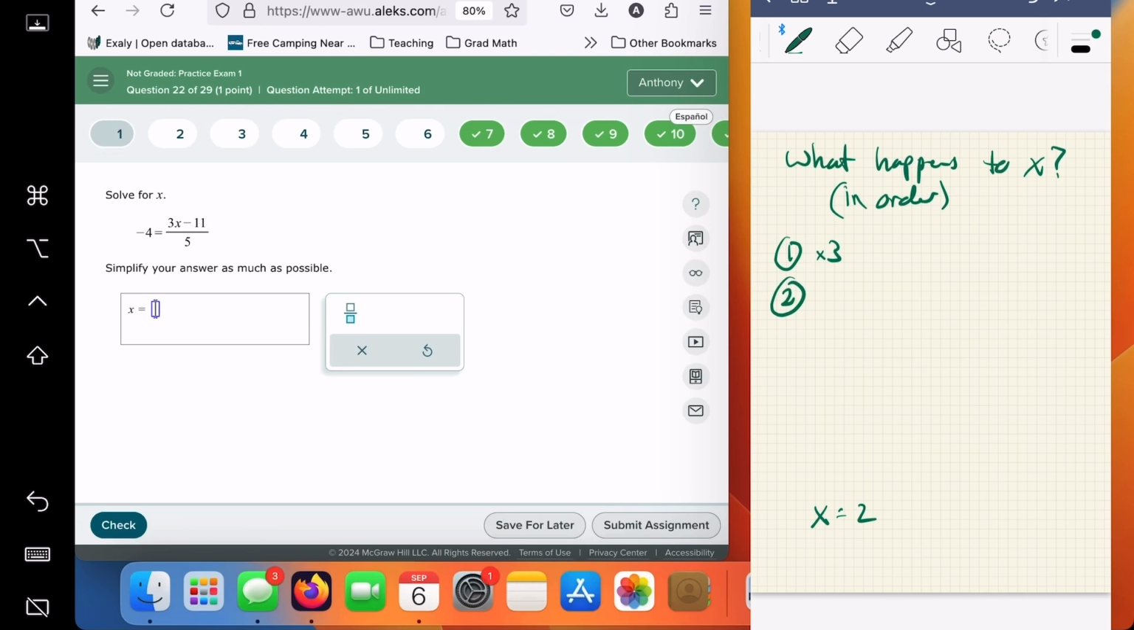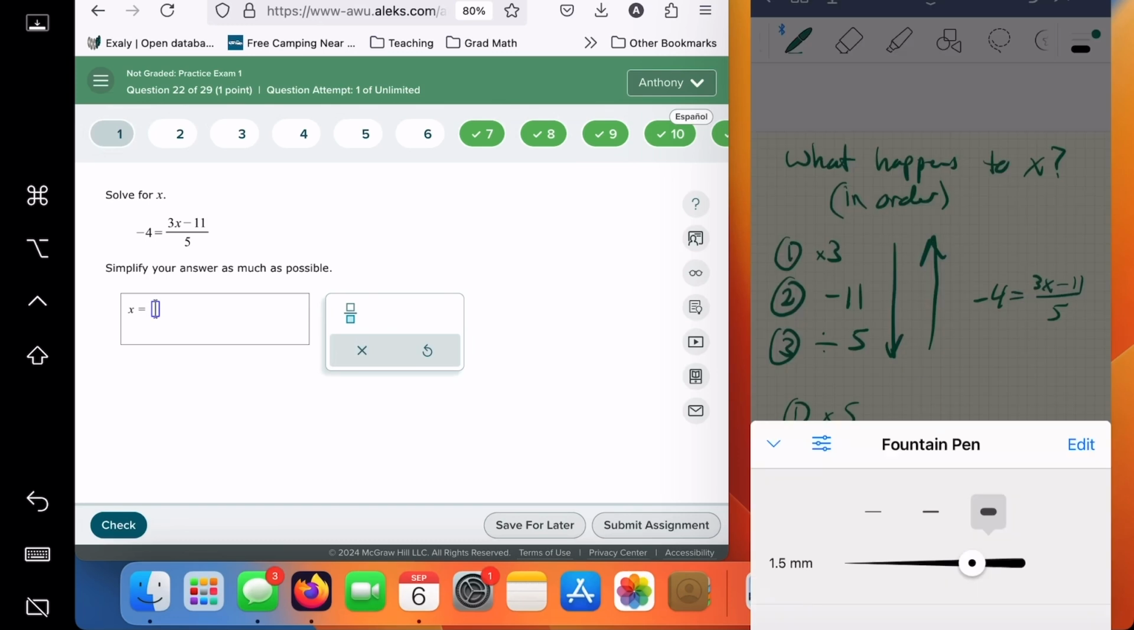What's the next thing you would do in your calculator? I bet you'd say I would subtract 11. What's the last thing you would do? Well, then I would divide by 5. So this is how you would actually compute the right-hand side. When you're solving for x, instead of going in order, 1, 2, 3, you go in the opposite direction and do the opposite thing. So the first thing we would do is multiply by 5, because that's the opposite of dividing by 5. Let me show you what I mean. We have minus 4 is equal to 3x minus 11 over 5.